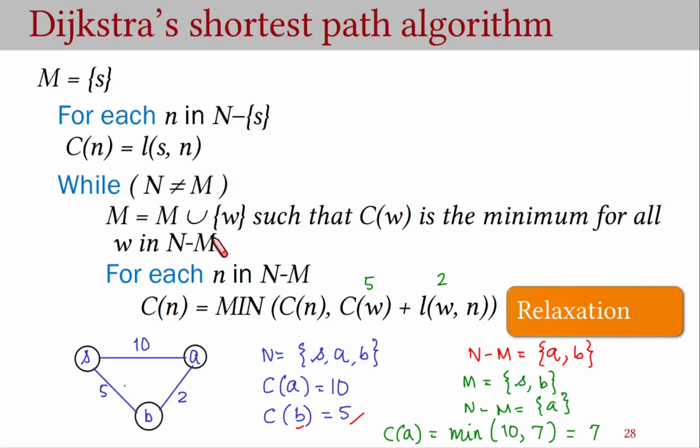And then in the last iteration, M becomes M union A, and there's only one node remaining, that's A, so M is now actually S, A, and B. There is not much to do, N minus M is empty, and that's when the algorithm terminates. So the shortest path from S to A now goes through B.